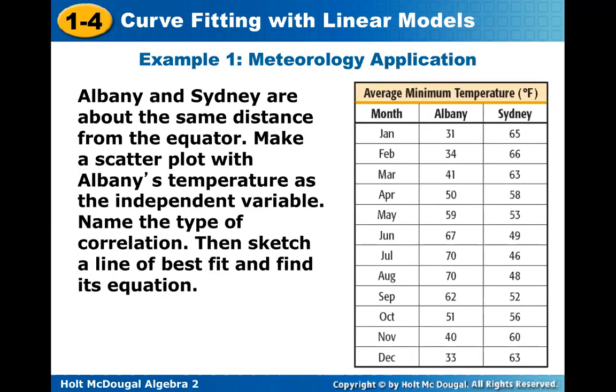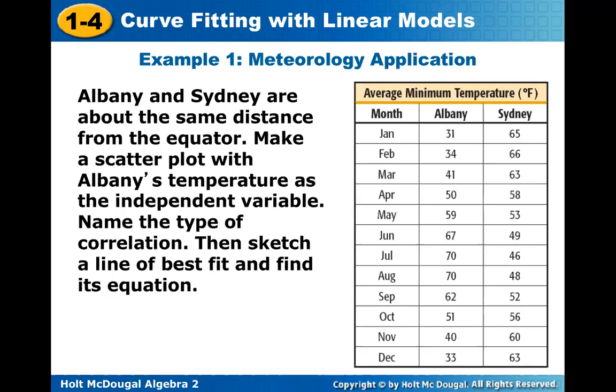Now, we're going to go through an example here, and like I said, I think you've done this before, but that doesn't mean that we're experts at it. Albany and Sydney are about the same distance from the equator. Albany must be New York, and Sydney, I would assume Australia. Make a scatter plot with Albany's temperature as the independent variable. Name the type of correlation, then sketch the line of best fit and find its equation. So we're going to do all that stuff.